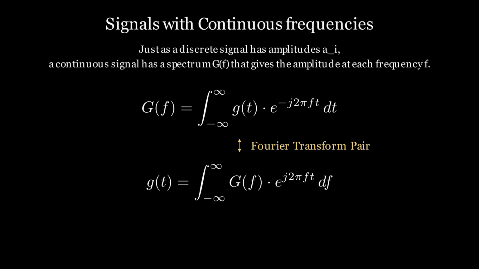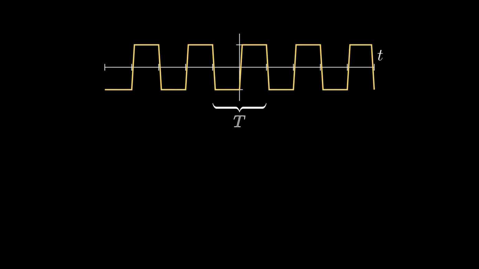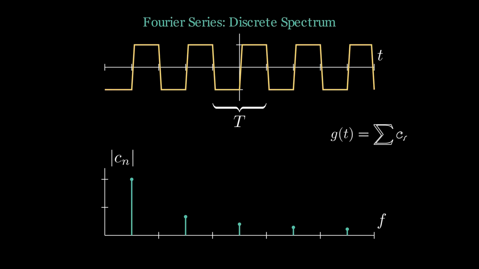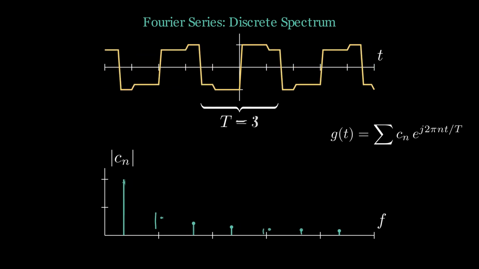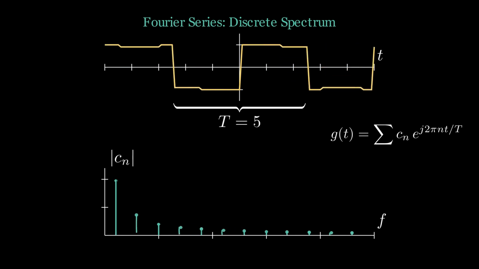We can visualize the Fourier transform in another way by starting with a much simpler case, periodic signals. If a signal repeats perfectly with a period T, we don't need a continuous transform. Instead, we can represent it as a sum of complex exponentials at discrete frequencies. This is the classic Fourier series, since the allowed frequencies are restricted to integer multiples of 1 over T. The frequency spectrum consists of a set of isolated spikes.